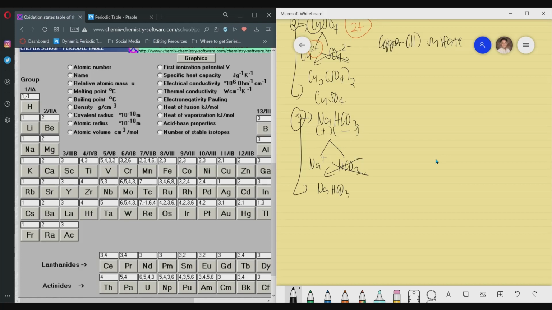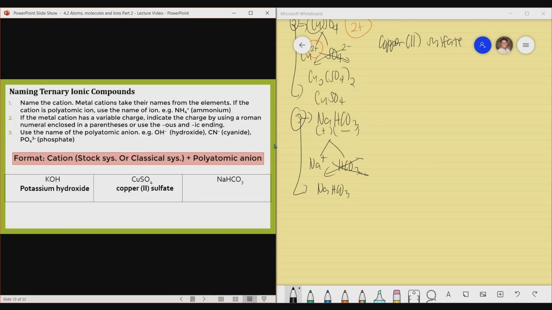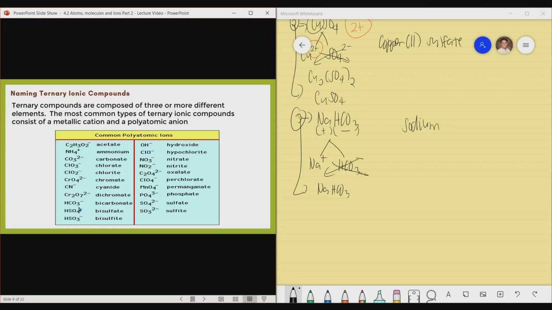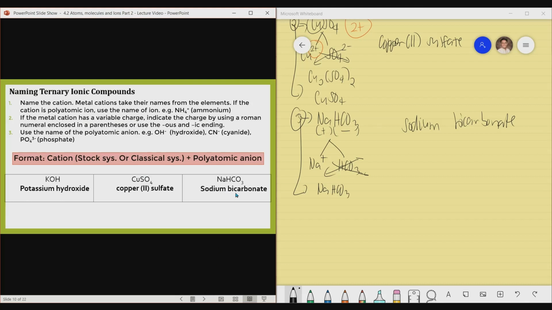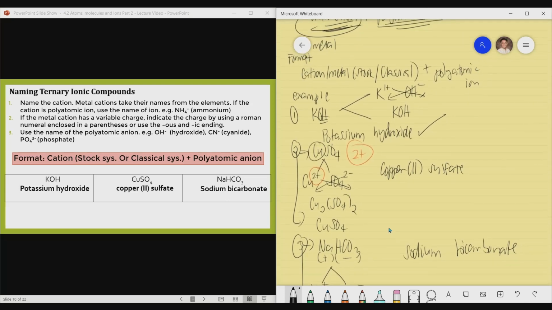So following the format, I have sodium. No need to stock or classical dahil isa lang naman ang charge, positive 1. Sodium and then the name of HCO3, bicarbonate. So therefore, the name of this particular substance is sodium bicarbonate. Okay? Easy, very easy as long as you follow the format that I am introducing.